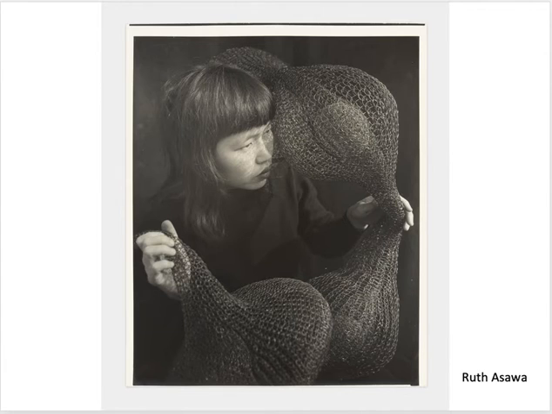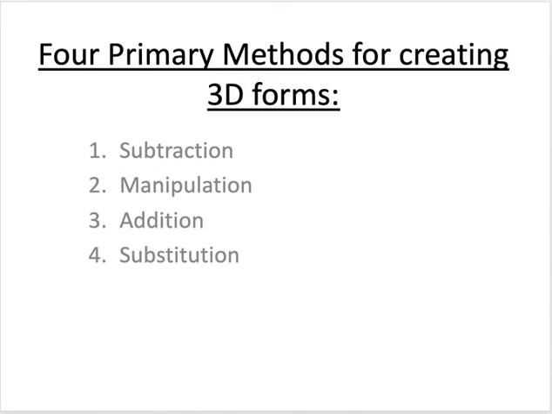Now, as we looked at all of these different kinds of sculpture, we actually were seeing examples of the four primary methods for creating sculpture, for creating three-dimensional forms.